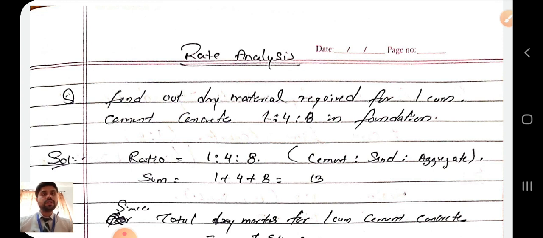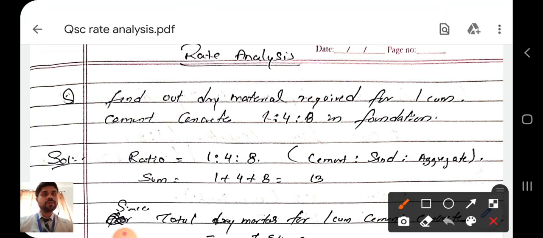So for the solution, the first thing we have to do is get the ratios. You can see here 1 is to 4 is to 8, in which the ratio of cement is 1, sand is 4, and aggregate is 8. If you want to know the quantities, then we have to sum these ratios. So after summation of the ratio, we will get 1 plus 4 plus 8, that is 13.